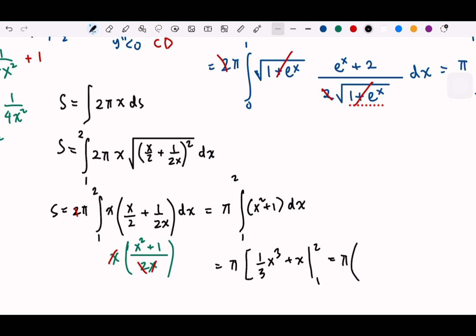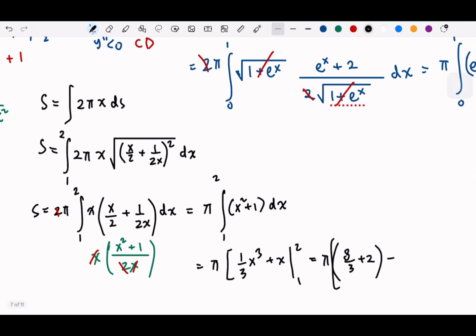and this will be pi times (8 over 3 plus 2), and then minus (1 over 3 plus 1). Okay, I'm lazy to compute, so I will just end there. If you want to compute, you can compute. It should be easy, but I'm lazy. Okay, so I hope you compute.